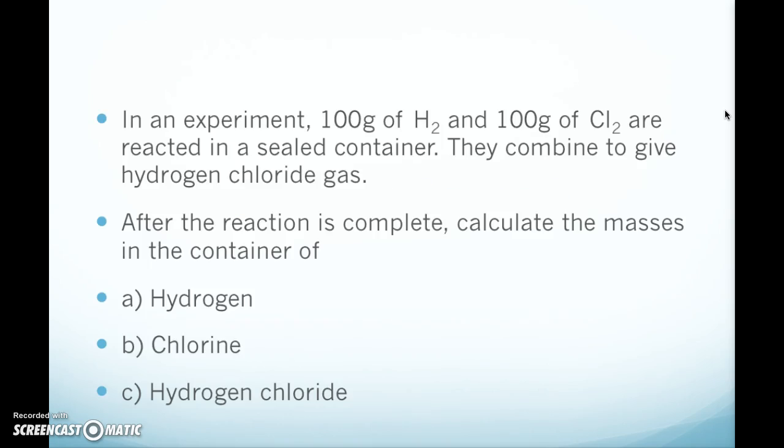So in this example, in an experiment, there was 100 grams of hydrogen gas and 100 grams of chlorine gas, and they reacted in a sealed container. They both combined to give hydrogen chloride gas. So the first thing you'd have to do would be to write an equation for that. So after the reaction is complete, you are to calculate the masses in the container of hydrogen, chlorine, and hydrogen chloride.